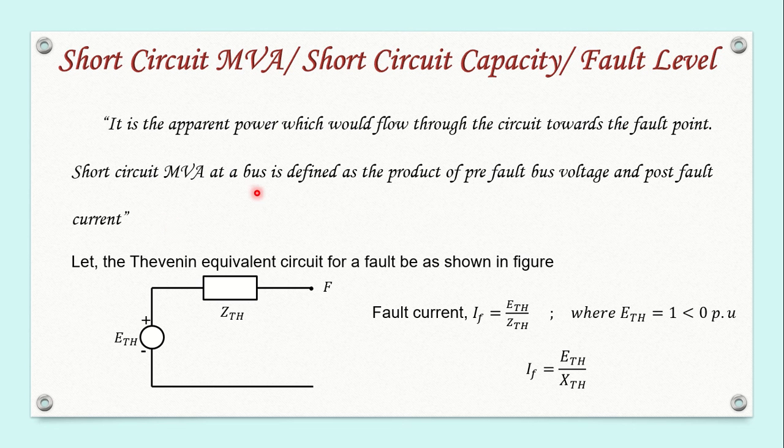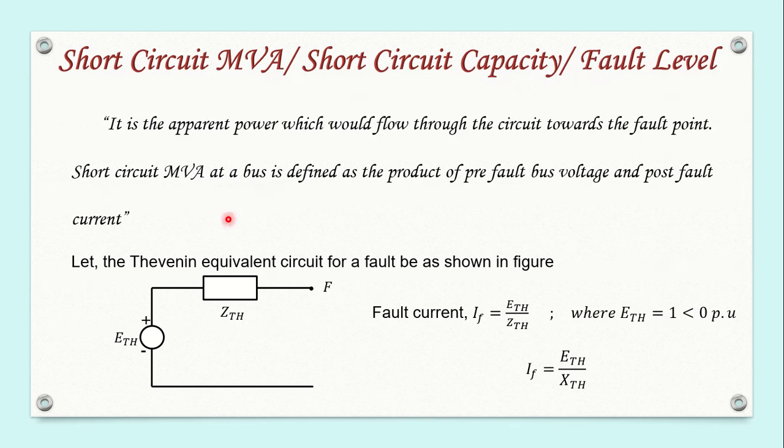Short circuit MVA at a bus: that means if a short circuit occurs on a bus, the apparent power flowing to that short circuit point is the product of the pre-fault voltage at that bus, that is, the voltage of the bus before the occurrence of the fault, and the post-fault current, the fault current after the occurrence of the fault. So the product of pre-fault voltage and post-fault current will give the value of short circuit MVA.